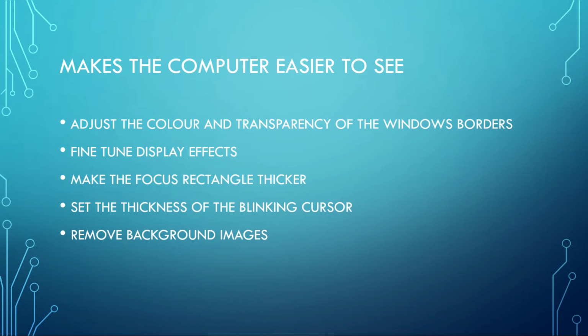Fine tune display effects. This option allows you to customize the appearance of certain items on your desktop. Make the focus rectangle thicker: this option makes the rectangle thicker around the currently selected item in dialog boxes, which makes it easier to see. Set the thickness of the blinking cursor: this option allows you to customize the thickness of the blinking cursor in dialog boxes and programs. And remove background images: this option helps in making the screen easier to see by turning off all unimportant overlapping content, background images and many other things.